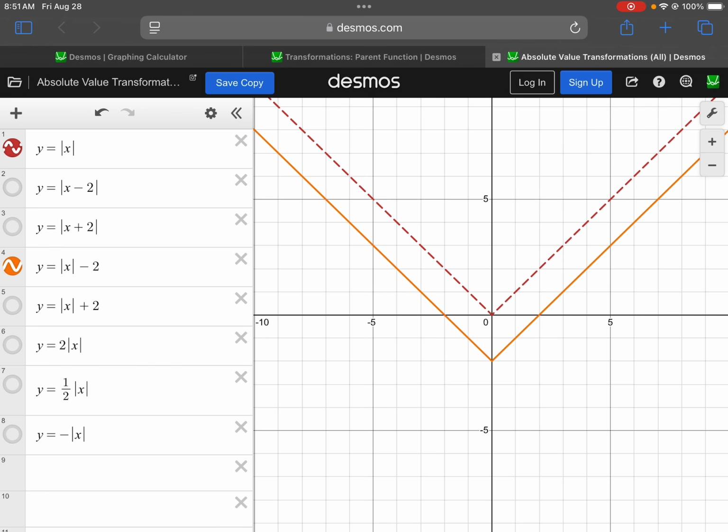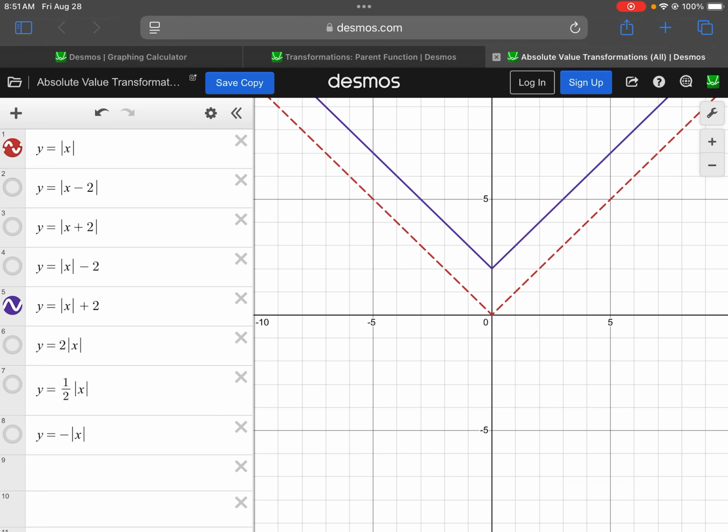Okay, what if we add or subtract outside of those absolute value symbols? Well, if we subtract 2, the graph translates down 2, which is maybe what you might expect. If we add 2, the graph translates up 2. So when we add or subtract outside of those absolute value symbols, the graph moves in the direction that maybe we would expect. What if we multiply?